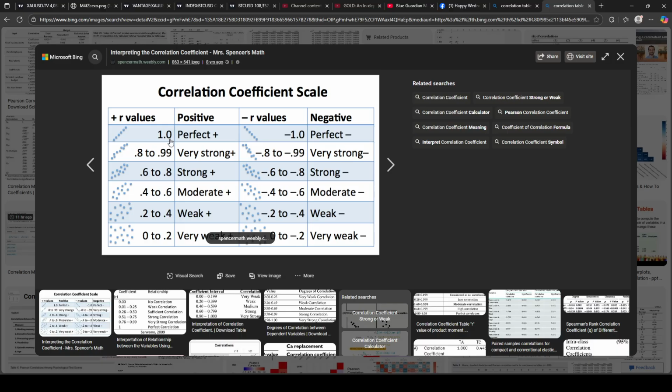Obviously, if it is 1.0, it's a perfect correlation. I can still take SMTs whose correlation coefficient, or R value, is 0.6 to 0.8. However, before I take that trade, I need to use other confluence.